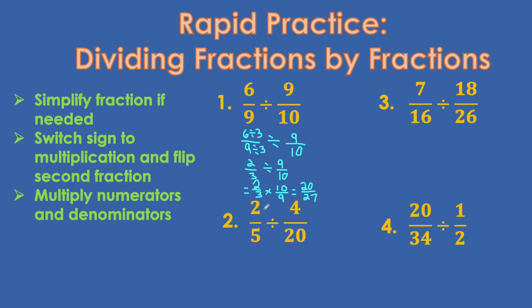We have 2/5 divided by 4/20. First, see if any of these fractions can be simplified. They can. The second one can. So let's rewrite this. 2/5 divided by 4/20. The greatest common factor between 4 and 20 is 4. Divide top and bottom by 4.